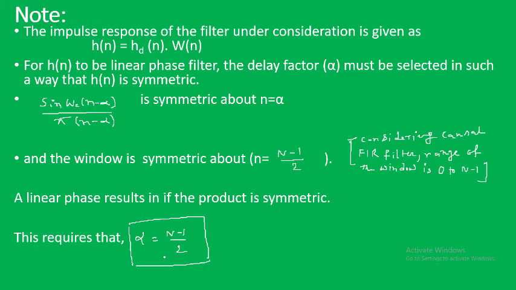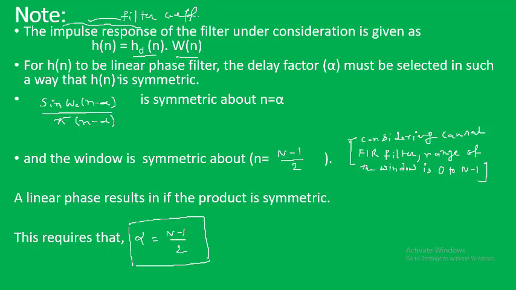Now, next few things you need to note: the impulse response of the filter. In our earlier discussion we have seen that these are nothing but the filter coefficients. So to design an FIR filter, we need to find the filter coefficients. The filter coefficient is given by h of n equal to hd of n into w of n, where w is the window function.